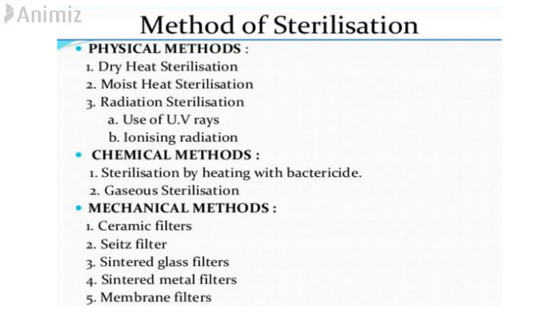Coming to the methods of sterilization, we have physical methods, chemical methods, and mechanical methods. In physical methods, we have dry heat, moist heat, and radiation sterilization. In chemical methods, we have sterilization by heating with bactericide and gaseous sterilization. And in mechanical methods, we have various filters. So let's see each method in detail.